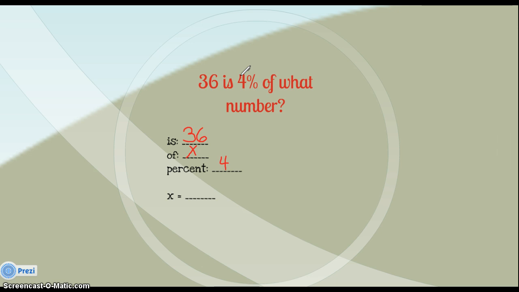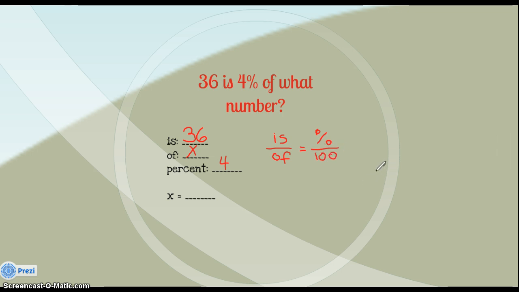All right, now before we move forward to the next problem, I want to show you how to solve for x. In case you don't already know, it's very simple. It's something we've been doing. You want to set up the proportion. Like we said earlier, is over of, whoa, I spelled of wrong. Y'all don't tell nobody about that. Is over of equals your percent over 100.